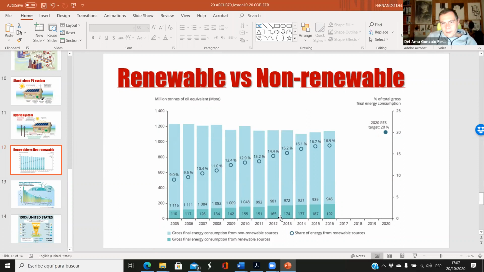So what's going on? By 2020, there was a commitment for all the European Union countries that at least 20% of the energy had to be produced by renewable resources. By 2016, we were close to 16.9, so we are close to 17. What is going on now? Well, I don't know. We are in 2020, so by the end of this year, we can realize whether we have met that goal or not.